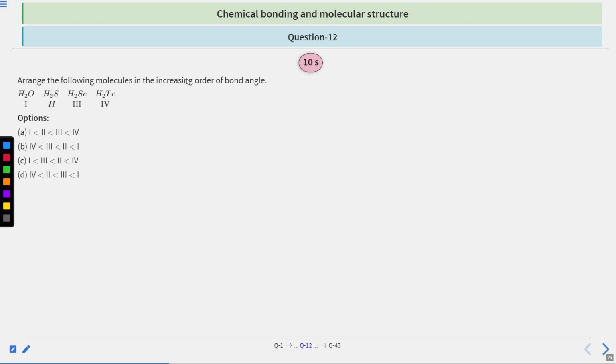Arrange the following molecules in the increasing order of the bond angle. The molecules are H2O, second molecule H2S, then H2Se, and then H2Te. Options are given as: A, fourth, then third, then second, then first. B is first, then second, then third, then fourth. C is fourth, then second, then third, and then first. And D is first, then third, then second, and then fourth. You have 10 seconds to solve this question. After that, we will see the answer.